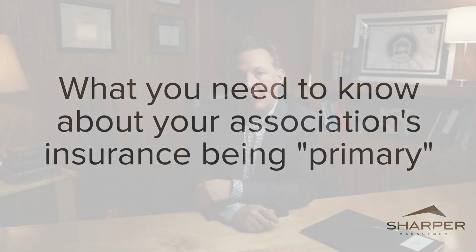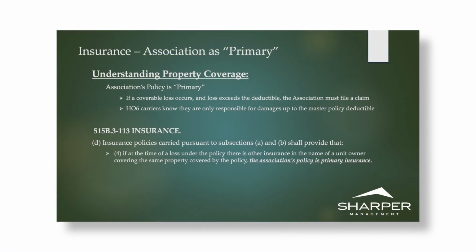Another important insurance topic to tackle is the concept that the association's policy is primary. This is a state statute under MCIOA, the Minnesota Common Interest Ownership Act, and it affects all associations. So what does that mean, that the association's policy is primary? Well, in the event of a claim, if the damage exceeds the association's deductible, the association must file a claim. They have to by state statute.